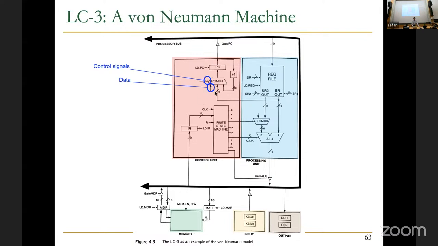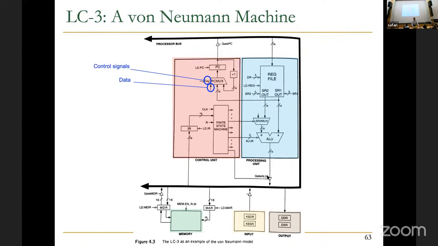It could be used to form an address. For example, the program counter is an address of an instruction. It could be loaded into the MAR. If the control signal says load MAR, and if this control signal says gate PC, this is a tri-state buffer. If you remember the tri-state buffer, the program counter gets gated onto the bus, we're going to use that terminology. And then if this control signal says load MAR, the memory address register gets the program counter.